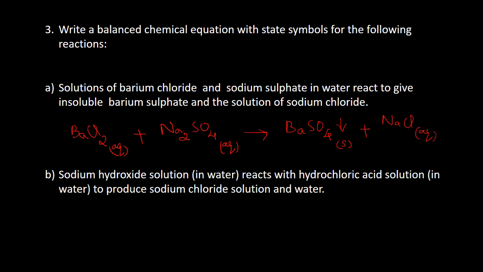It is a solution, so let us mention AQ here. So let us see whether it is balanced or not. Sodium is 2 on the reactant side, product side only 1, so let us make it equal. Now chlorine is 2, 2. Now it is already balanced.